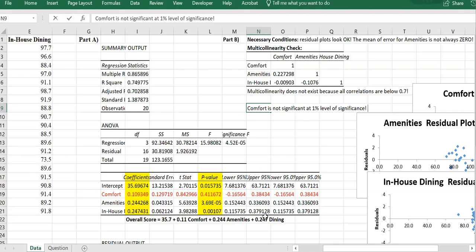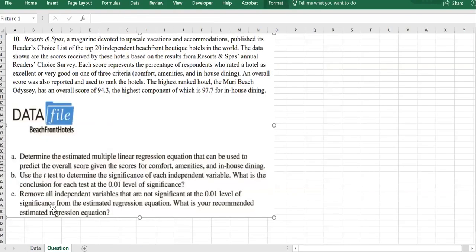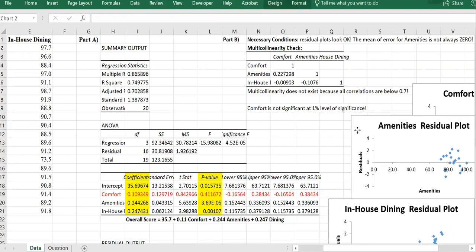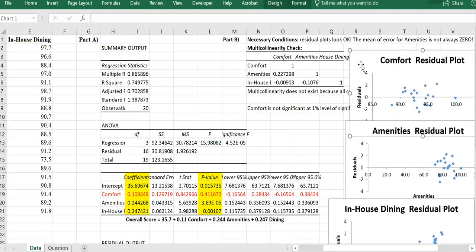So now for part C of the question, remove all independent variables that are not significant at 1% level of significance. And what is your recommended estimated regression equation? Now we have model 1. Now we're going to perform another model. We're going to develop another model without comfort. All right. And we're going to compare these two models.